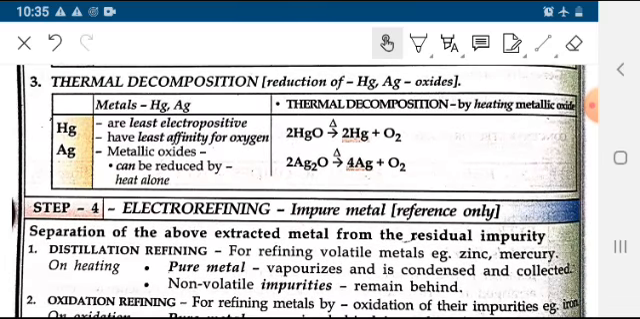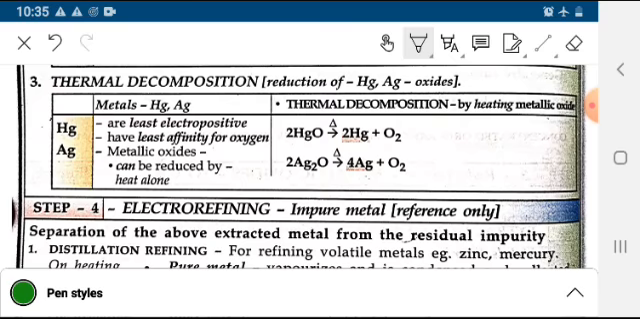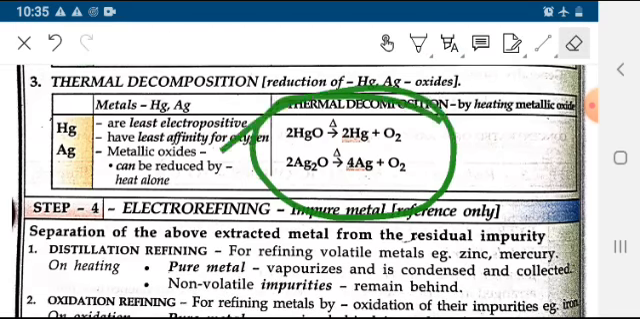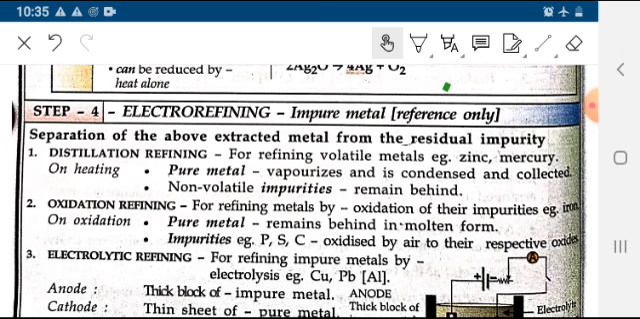Next is thermal decomposition. Thermal decomposition includes reduction of mercury and silver. These oxides are heated, that is thermally decomposed, and this is the product obtained. After this, the last step is electro refining, that is, impure metal is converted to pure metal. As you can see, various steps are given.